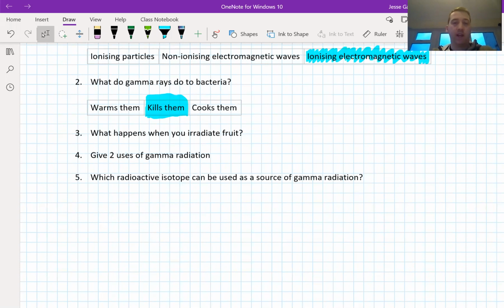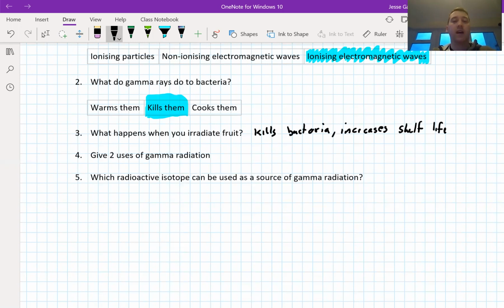What happens when you irradiate fruit? Well, it kills the bacteria and increases shelf life, so it makes it last longer. Okay, so it kills bacteria, makes it last longer, increases the shelf life.